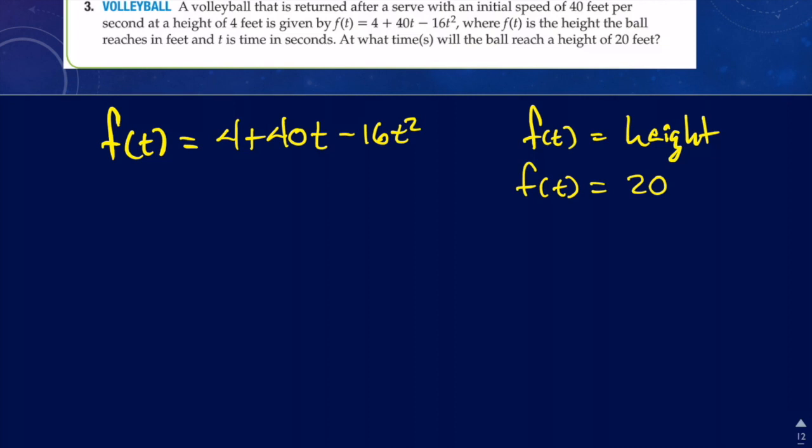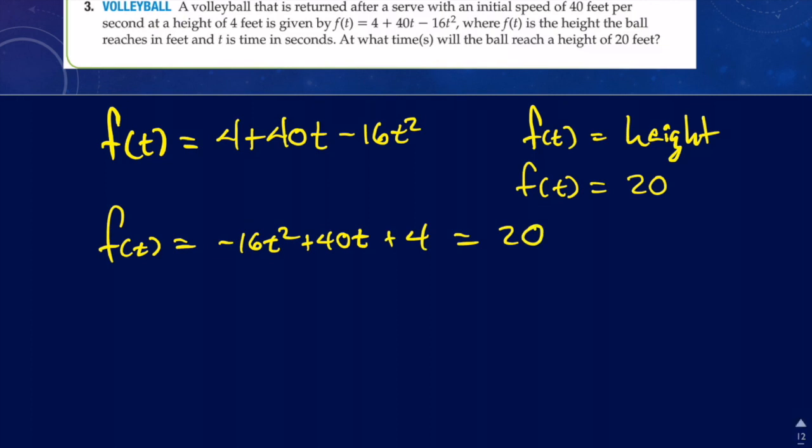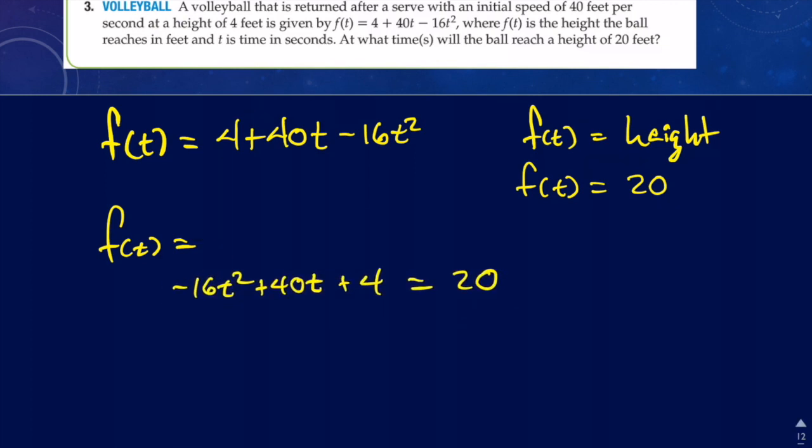Okay, so we are asking the question, when is the volleyball at a height of 20 feet? In other words, when is f of t equal to 20, and what value of t will give us that? We should probably write this in standard form. F of t is going to equal -16t squared plus 40t plus 4. And when is that equal to 20? So I'm going to break this away from the function itself and use it as an equation. We'll subtract 20 from both sides: -16t squared plus 40t minus 16 is equal to 0.